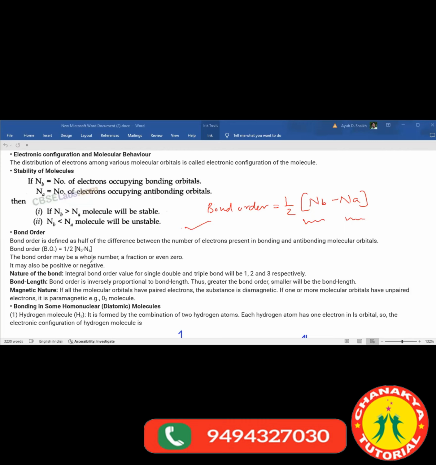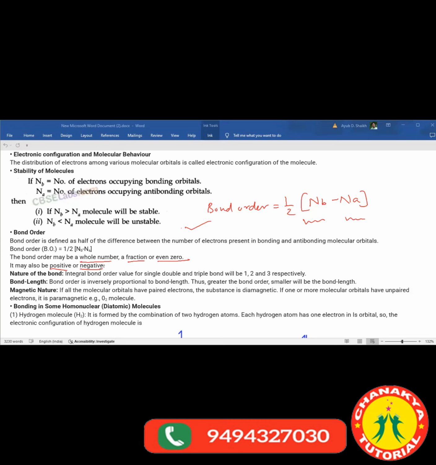The bond order may be a whole number, it can be a fraction, and it can even be zero. It may be positive or negative. So don't be afraid if you get it the other way. If you get a negative or a positive value, don't be afraid. Any value you will get. Fine.